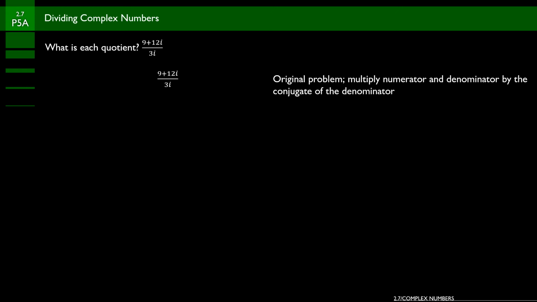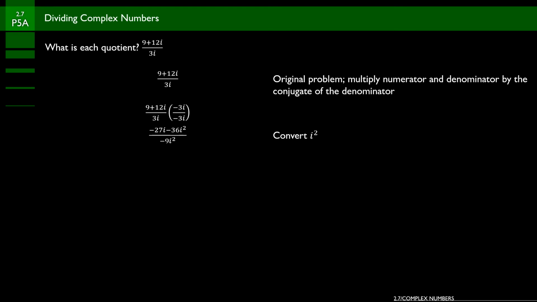But remember that in order to maintain the integrity of the fraction, whatever you do to the denominator, you also have to do to the numerator. So if we multiply the denominator by negative 3i, we also have to multiply the numerator by negative 3i. So when we do this, we're going to have to distribute the negative 3i to the 9 plus 12i. That gives us negative 27i minus 36i squared in the numerator. Then in the denominator, you get negative 9i squared.